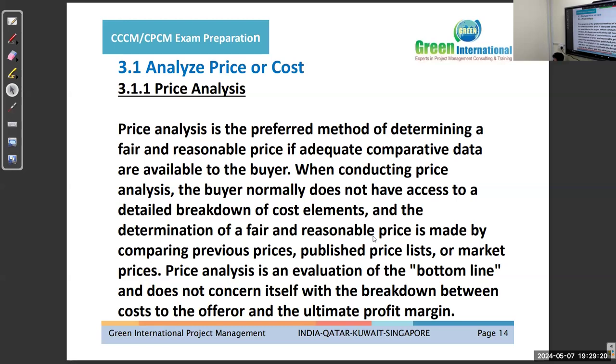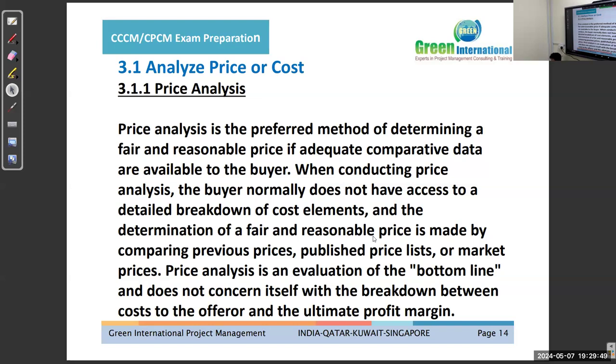Next is 3.11 price analysis. Price analysis is the preferred method of determining a fair, reasonable price if adequate comparing data are available. If data are available. Now in this, you may have some previous projects, you may have some comparative quotations from other vendors, you may have some understanding from your historical database, some projects which you have executed maybe 1 year before, 5 years before.